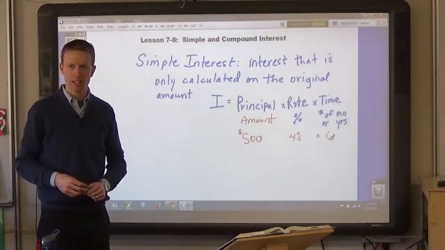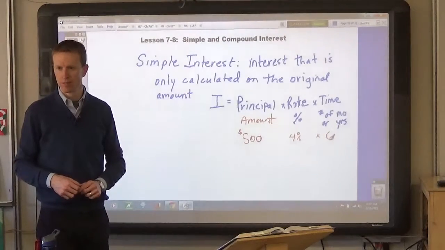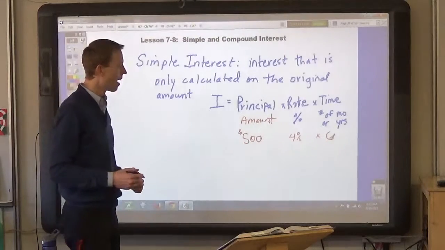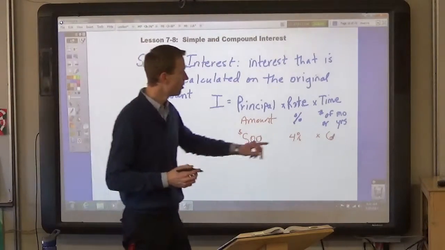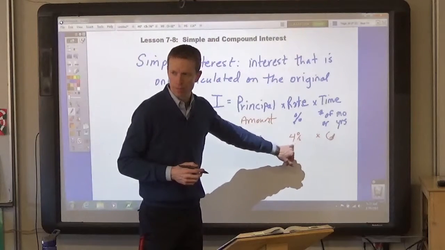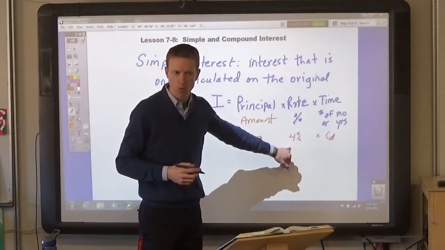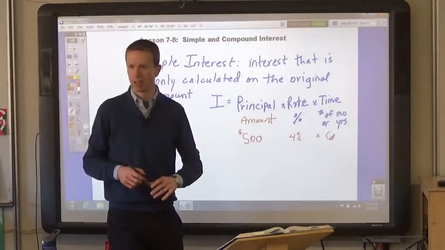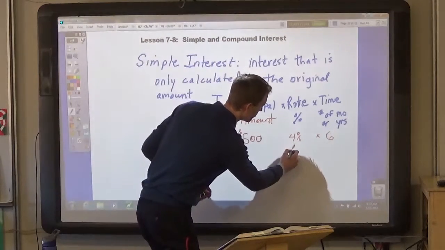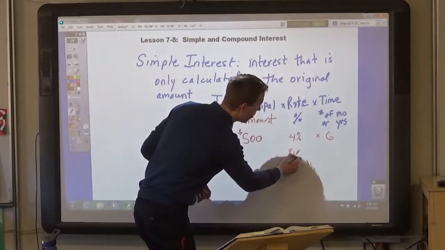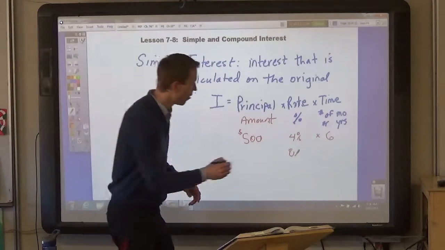How much interest will you earn? How would we figure this out? First of all, you've got to change this form. We can't use the percent form. We have to use what form? The decimal form. So let's change this to a decimal. 0.04. Yep.